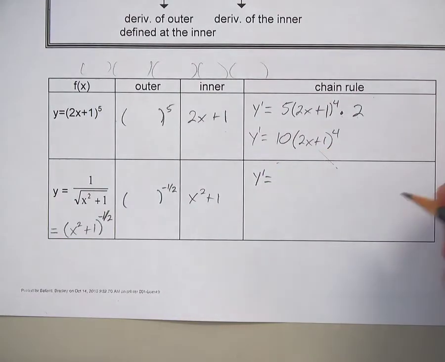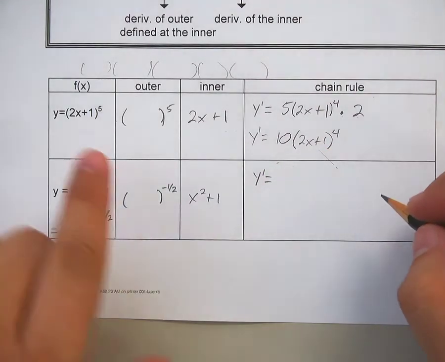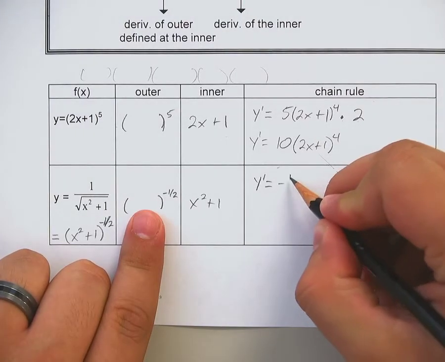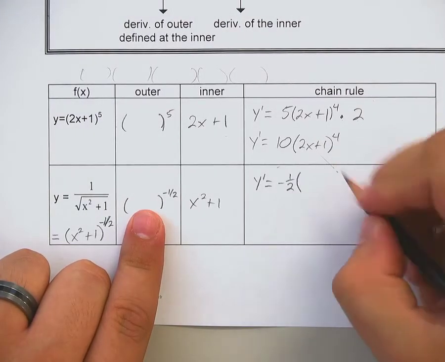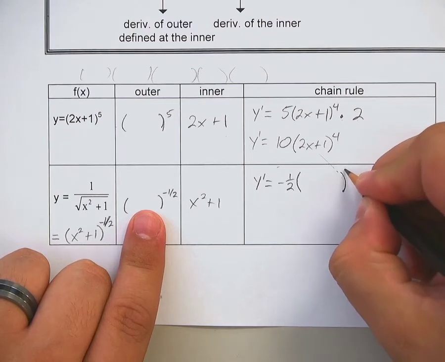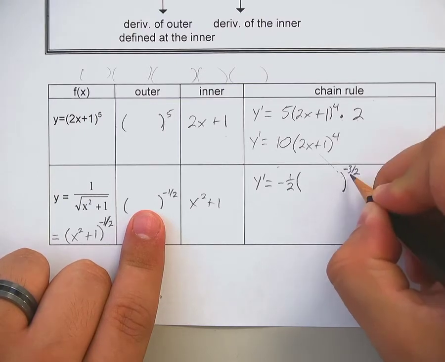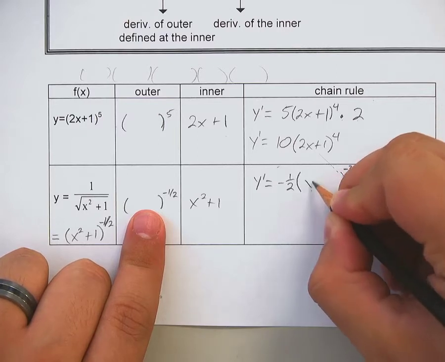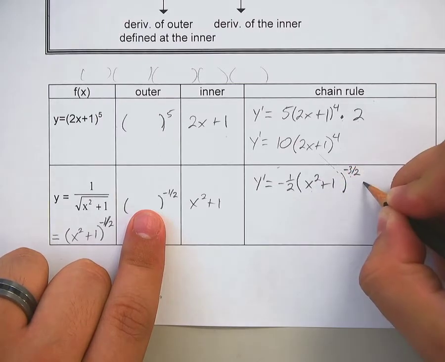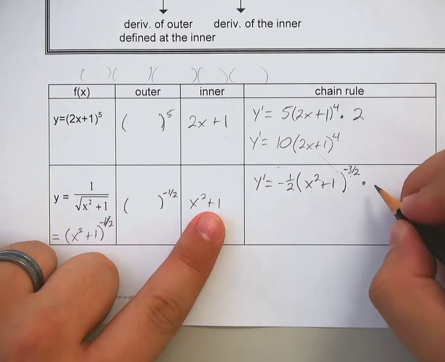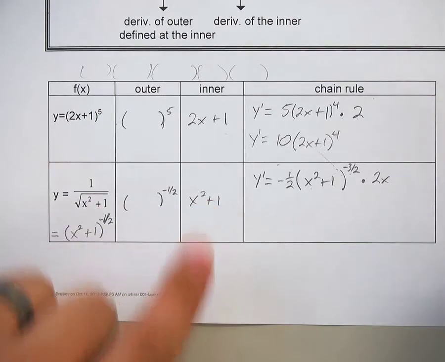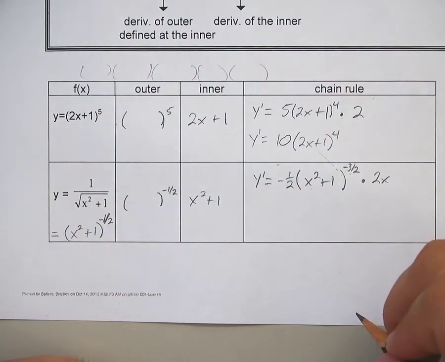So y prime, I've got my outside. I'm going to take the derivative of my outside, which is going to be negative 1/2 parentheses to the negative 3/2. We subtract 1 away from our power. Inside is still the same, times the derivative of the inside, times 2x.